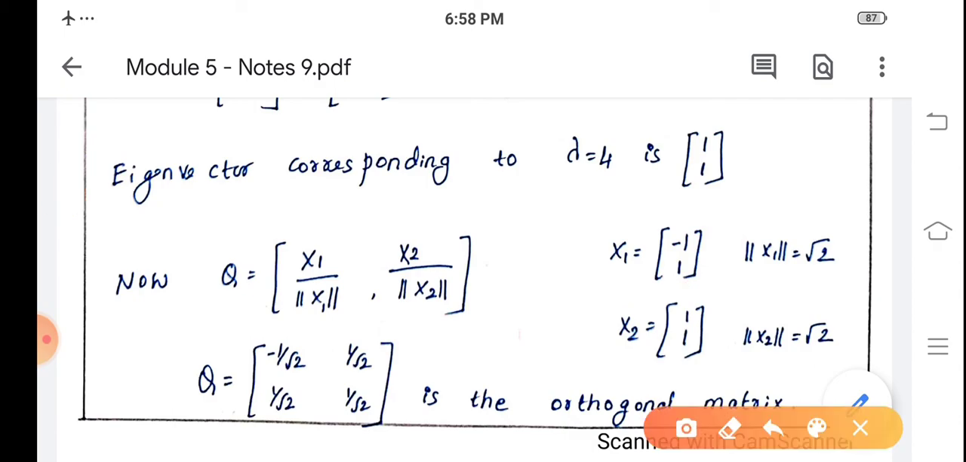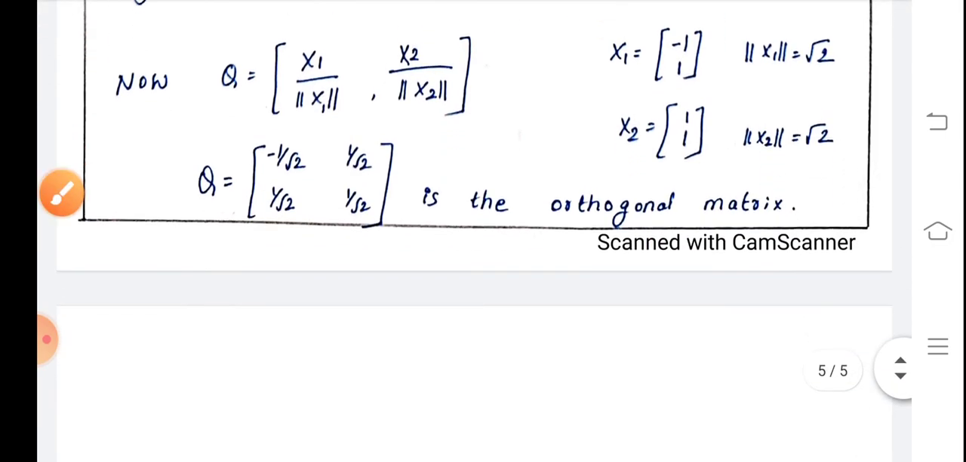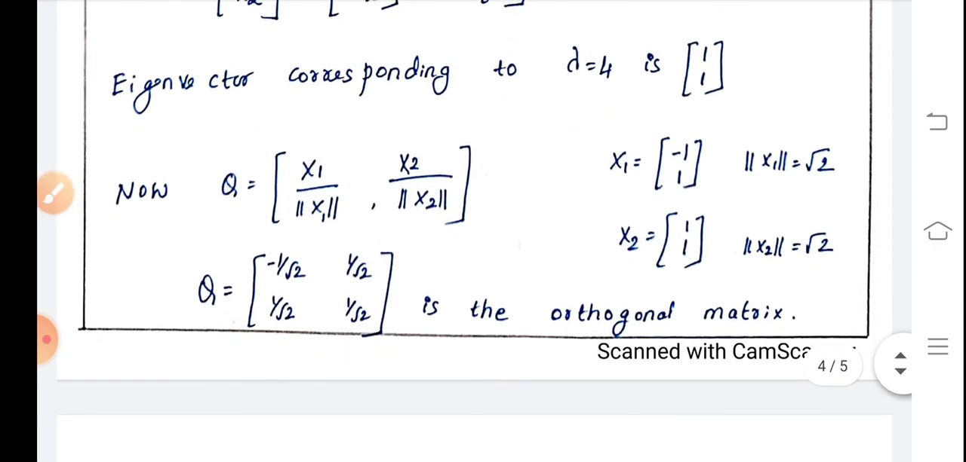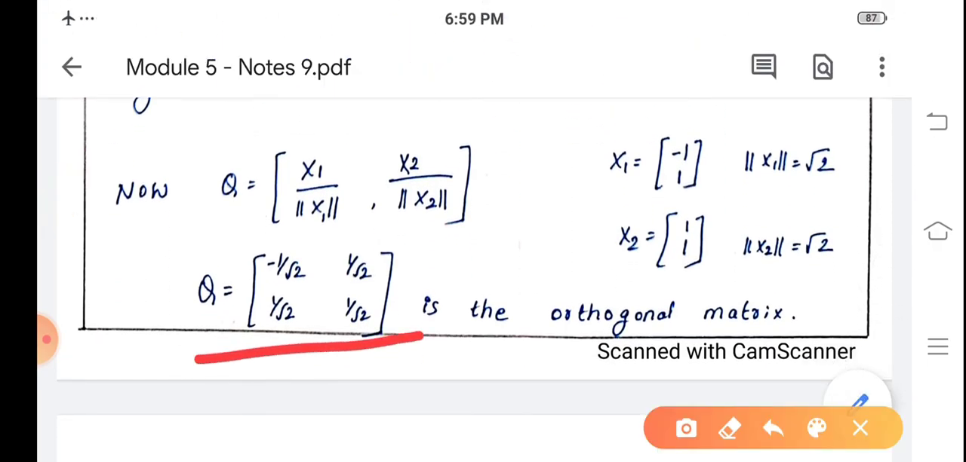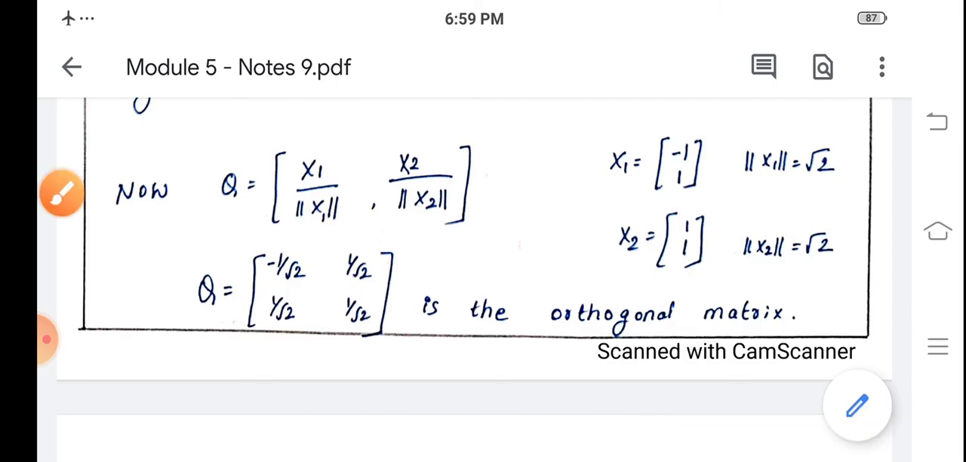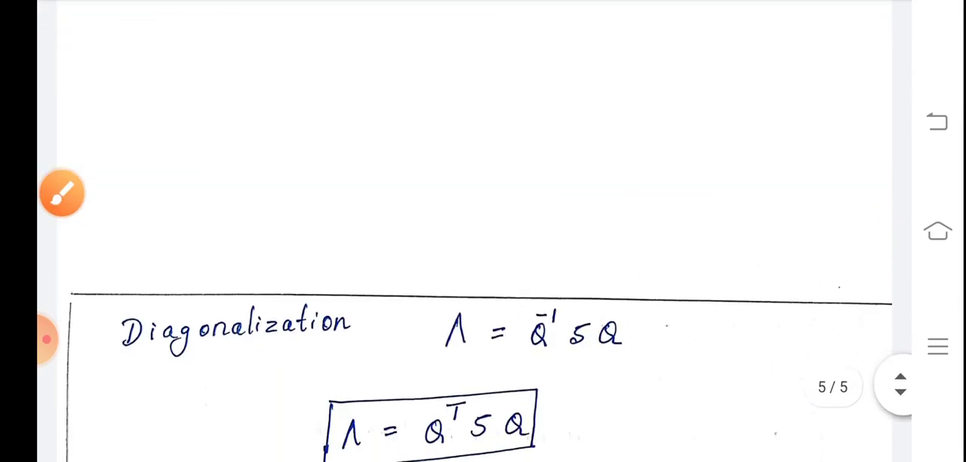So the norm of x1 is square root of minus 1 square plus 1 square, that is square root of 2. Similarly, x2 is the second eigenvector corresponding to the eigenvalue lambda equal to 4, that is 1, 1. So the norm of x2 is root of 1 plus 1, that is also root 2. So we write the matrix Q with normalized eigenvectors. Now we get Q equal to minus 1 by root 2, 1 by root 2 as the first column, and second column 1 by root 2, 1 by root 2. So this is the orthogonal matrix.